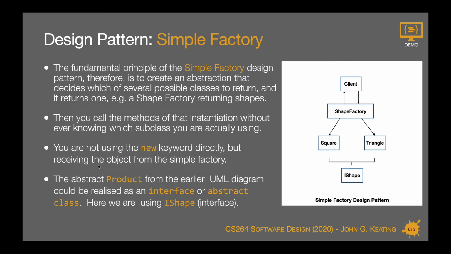So here, the abstract product from the earlier UML diagram could be realized, as I said, as an interface or as an abstract class. And that depends on whether you want to be able to use something that sits in here, in this thing here.